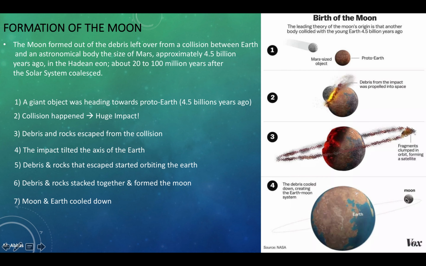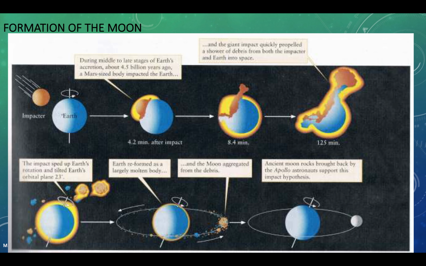So somehow, if you want to think about it, the moon was part of Earth. And because that asteroid hit the Earth, debris escaped, rocks escaped, they got locked in the orbit. These rocks over time, they stack together to form one body that we call today the moon. This is exactly similar to this one.